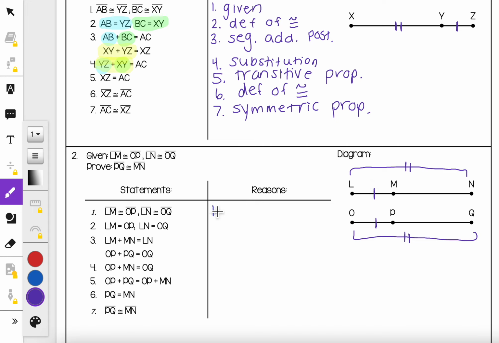Okay. So my first statement is my given. All right, my second statement is where I'm going into that equal sign notation. So I'm using the definition of congruence. All right, and then I'm going to use my segment addition postulate, see what substitution I can use to try to manipulate my equation. So step 3 is that segment addition postulate, where LM plus MN equals LN and OP plus PQ equals OQ.